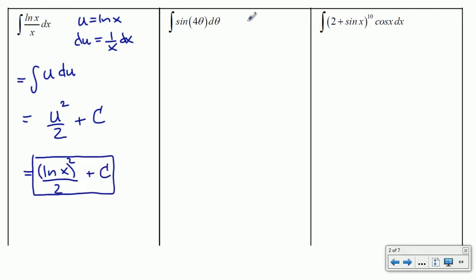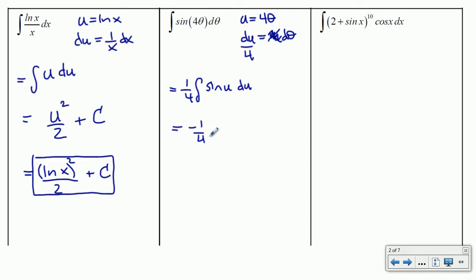So hopefully now you're starting to see the types of substitutions that make sense. For this one I'm going to substitute 4 theta. So du will be 4 d theta. So I can see a d theta come up, but I don't see a 4. So if I divide both sides of this equation by 4, that would be what we need. So du over 4 is equal to d theta. So the integral will become 1 over 4 sine of u du. And we can continue to ask ourselves, where did this derivative come from? So it would have come from a negative cosine.